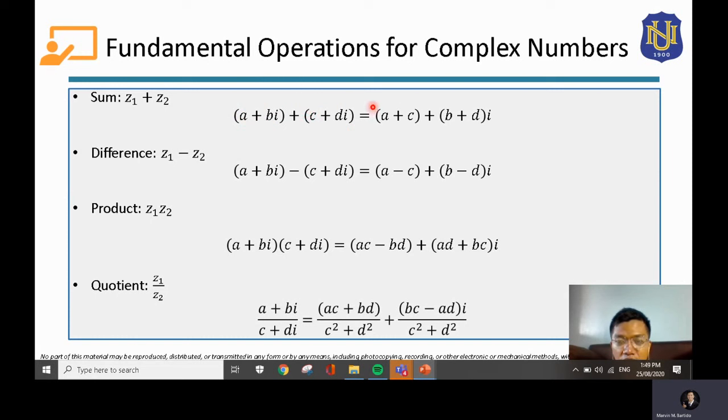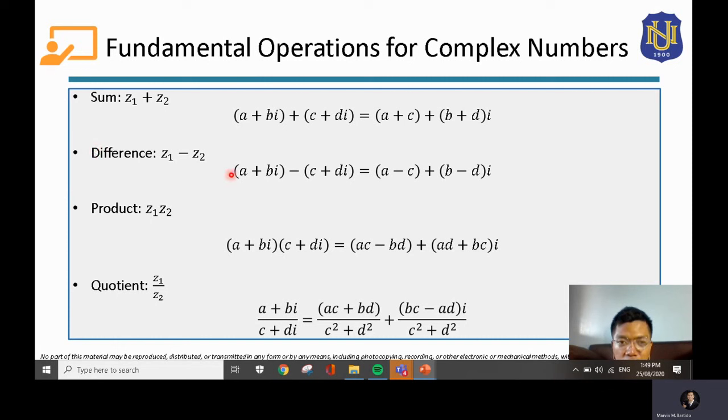So ito yon. Okay, and also you just have to combine the imaginary parts. For this complex number, the imaginary part is bi, and here the imaginary part is di. Adding that up, that will be bi plus di. And factoring out i, that will just be b plus d.